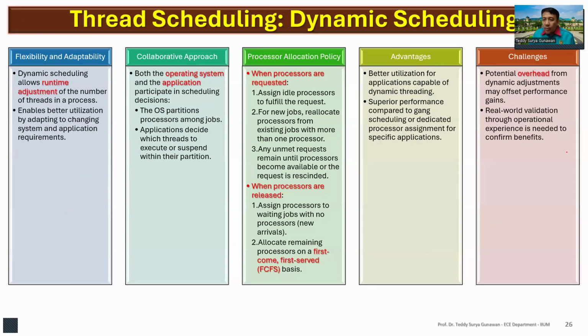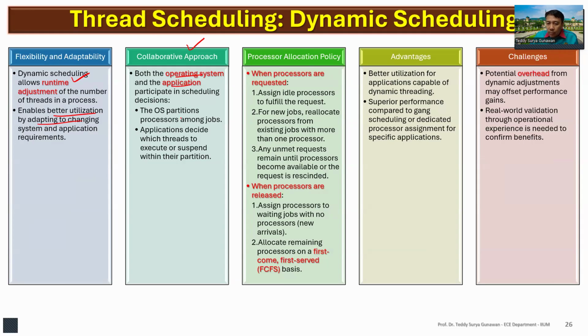Okay, the last one for thread scheduling is dynamic scheduling. Dynamic scheduling allows runtime adjustment, so it depends from time to time. That's why the term is dynamic. It depends on the state at the current time, and it might be different the next time. This enables better utilization by adapting to changing system and application requirements. But this needs a collaborative approach between the operating system and the applications.